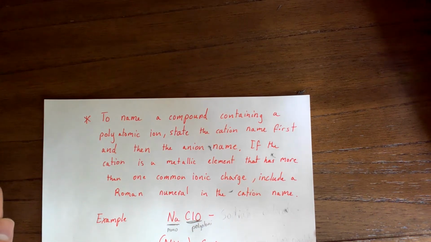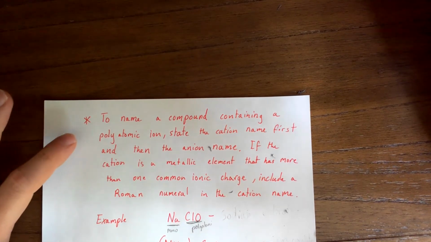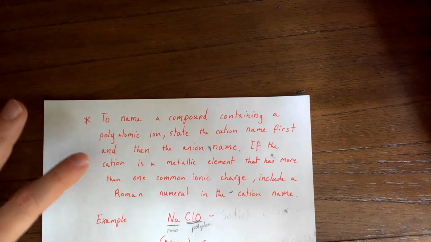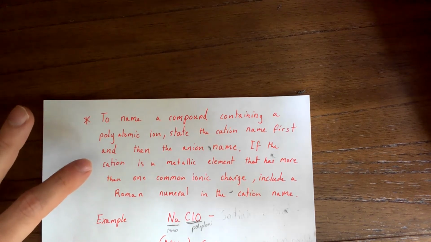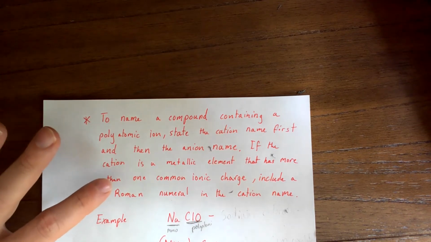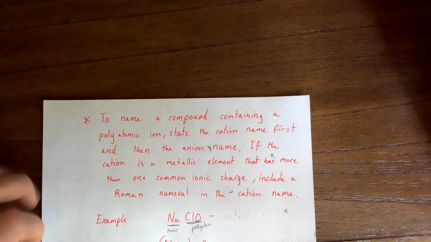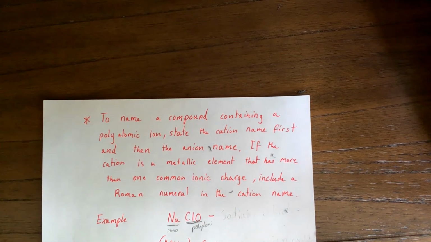That contains a polyatomic ion. How do we name the ionic compound that contains a polyatomic ion? Okay, let's go over the key concept from chapter 9.2. To name a compound containing a polyatomic ion, state the cation name first and then the anion name. If a cation is a metallic element that has more than one common ionic charge, include a Roman numeral in the cation's name. Okay, so let's do the first one, NaClO3.